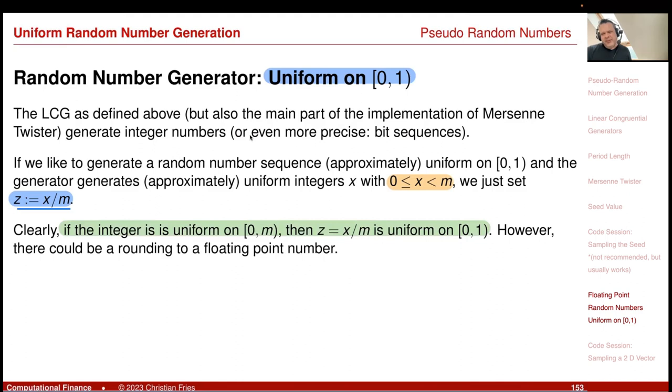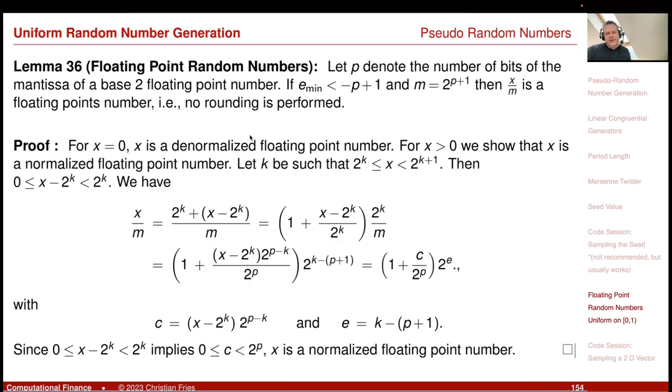Well, one has to be a little bit careful here. There could be a rounding error. And that's the reason why we have to maybe choose the M appropriately. So we have the following lemma.